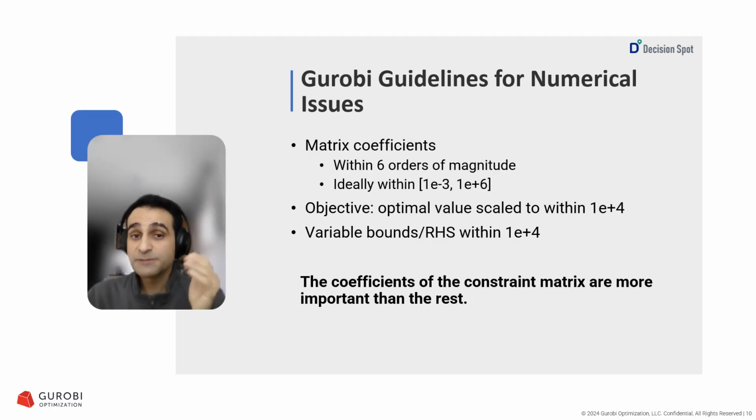Gurobi also has some specific guidelines itself that can help manage numerical issues effectively. It's recommended that the matrix coefficients stay within 6 orders of magnitude. So ideally, they should fall within the range of 10 to the negative 3 to 10 to the power of 6. For the objective function, it's best to scale the values so that it falls within 10 to the 4. This can prevent the objective function from dominating or causing instability due to excessively large or small values. The same is also true for the variable bounds and the right-hand side values.